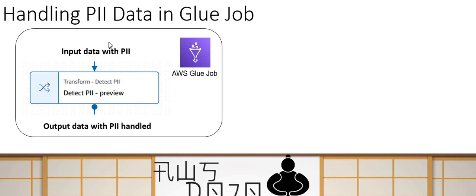What this transformation does is that you can provide it input data with PII information, and it can give you output data with the PII information handled. So how does it handle the PII? It's basically a simple transformation, a single drag and drop, a custom transformation provided by AWS Glue, and it can handle your PII data at the time of ingestion.